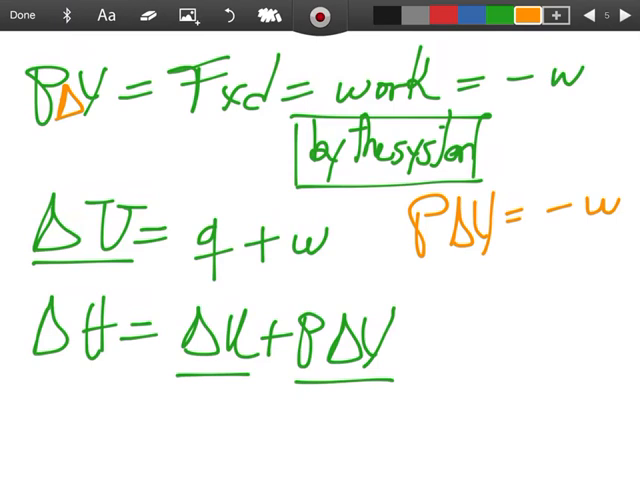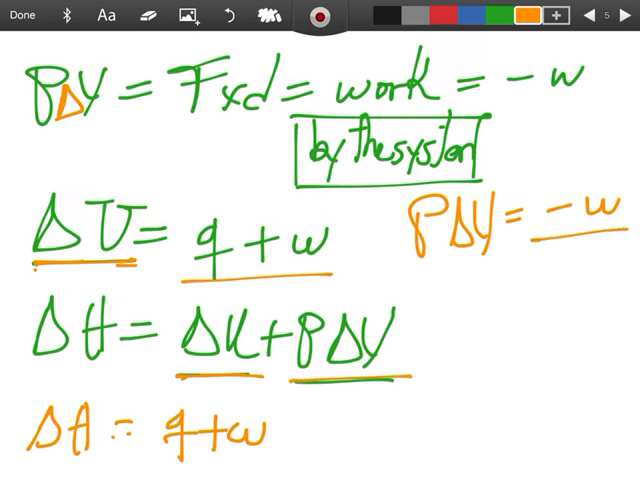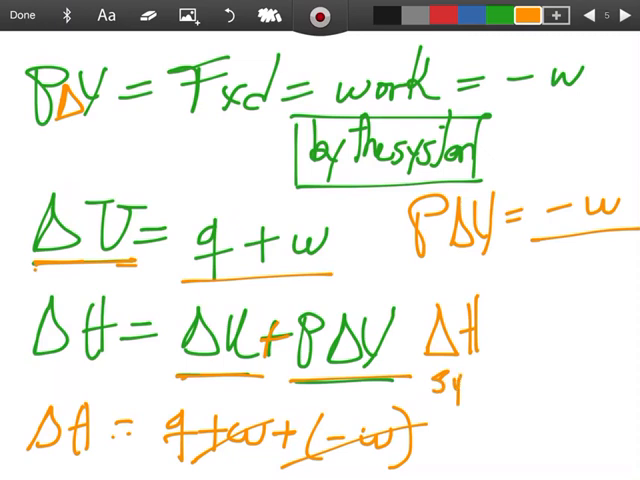Very well. So let's make the substitution of this change of U here. Right? Because this U and this U are these two. And then this P times the change of V is minus W. So let's put this plus into parentheses minus W. So you can see that this W will cancel this W, and then I can say that the change of H in a system is basically going to be the full and pure amount of heat.